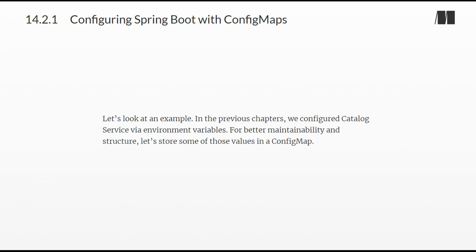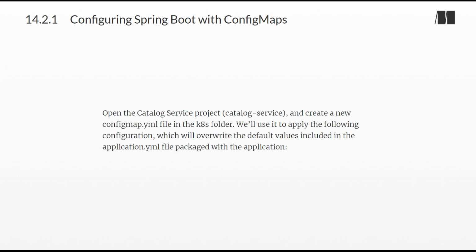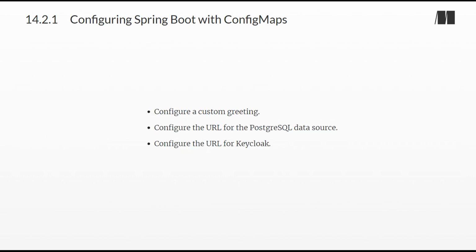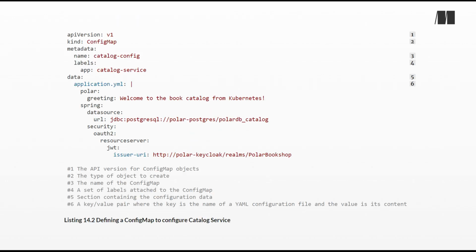In the previous chapters, we configured catalog service via environment variables. For better maintainability and structure, let's store some of those values in a config map. Open the catalog service project and create a new configmap.yml file in the k8s folder. We'll use it to apply the following configuration, which will overwrite the default values included in the application.yml file packaged with the application. Configure a custom greeting. Configure the URL for the PostgreSQL data source. Configure the URL for Keycloak. Listing 14.2, Defining a config map to configure catalog service.